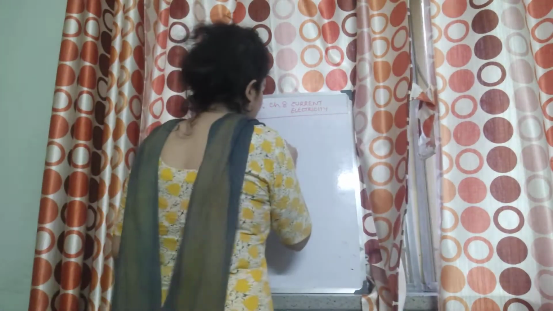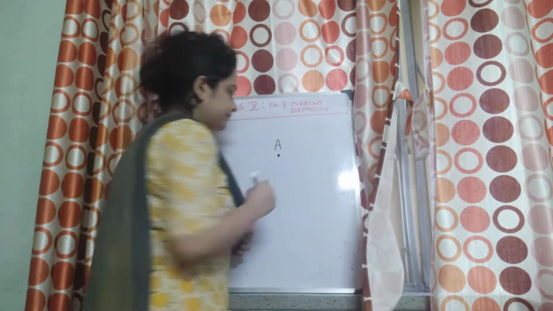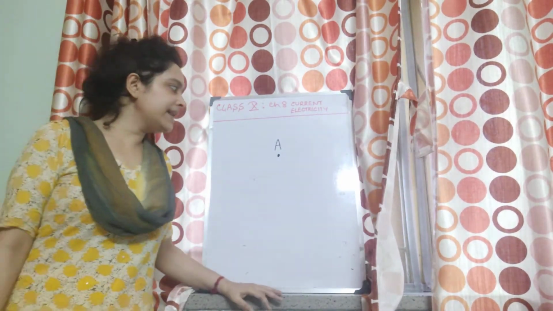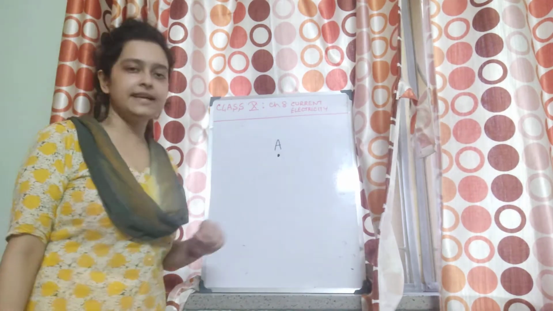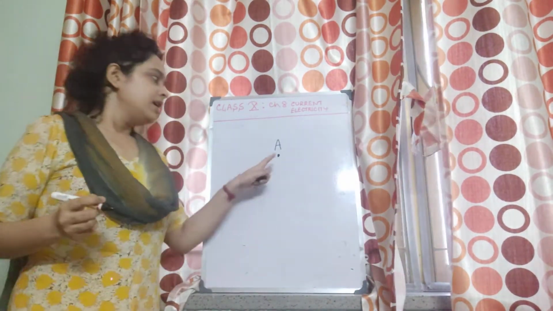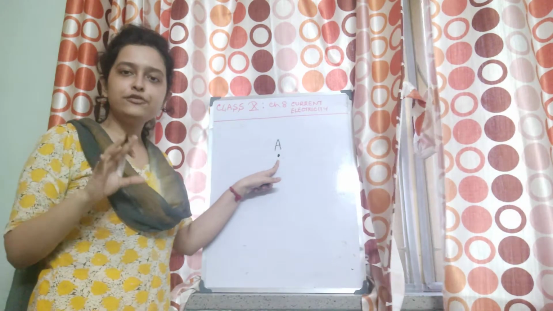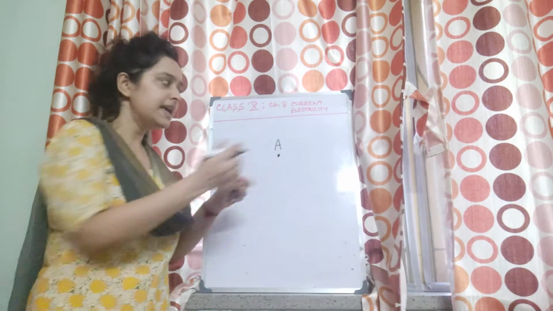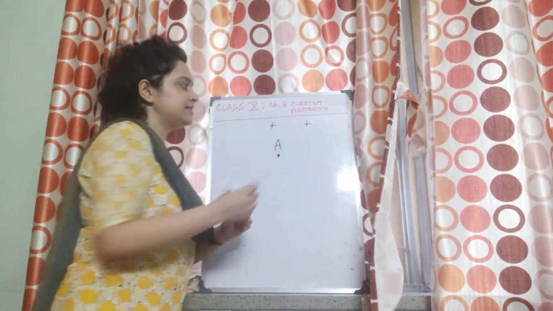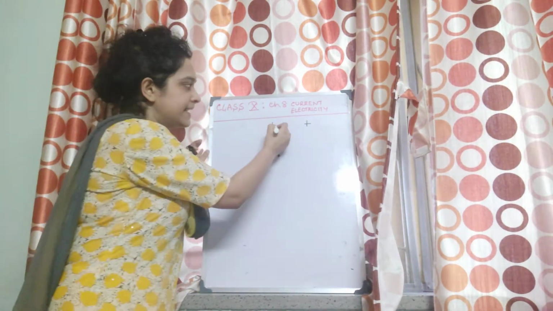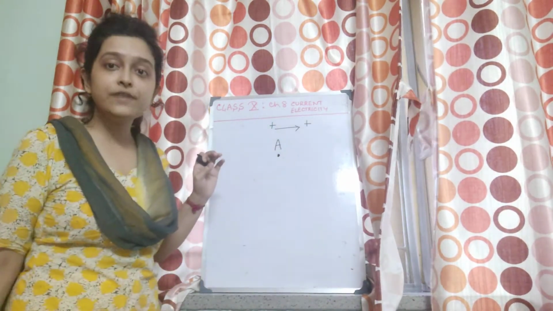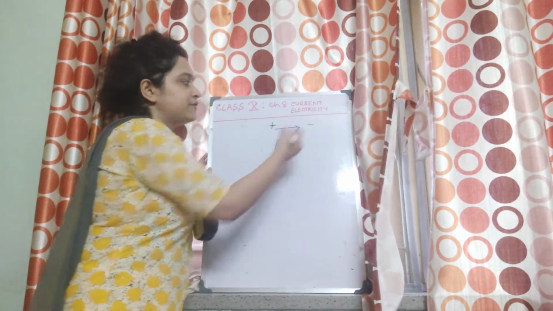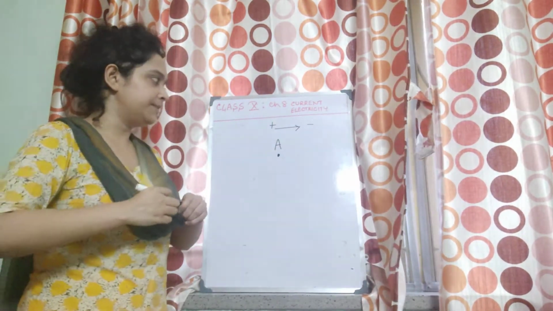Now, if you have, say, a point A, how can I define potential at a point A? First of all, do you remember the electrostatic force? If you bring a positive charge near a positive charge, what will happen? Force of repulsion. If you bring a positive charge near a negative charge, force of attraction.